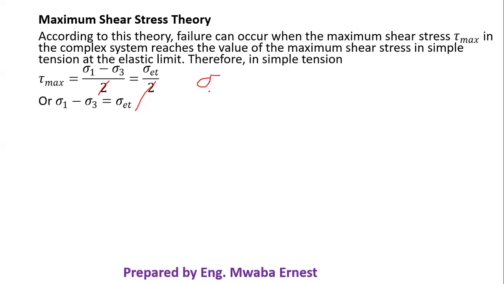We're saying that stress number 1 is for a material loaded in tension. It's actually a tensile stress, a principal tensile stress. Then if you talk about stress 3, this is the one that comes out as negative. It will always come out as negative because it is a compressive principal stress.